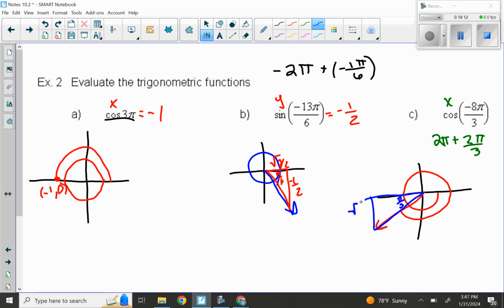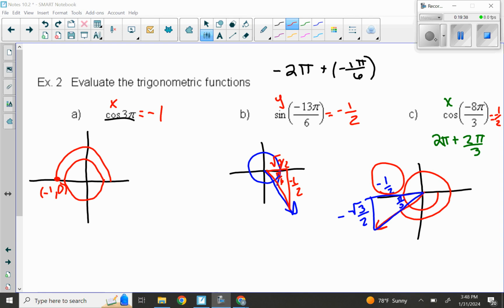Across from the 60 is the square root of 3 over 2, but it's negative because it's down. And then adjacent is our negative 1/2. And our x value is our left or right, which is that negative 1/2. So there is that answer. So I hope that made reference angles a little bit easier.